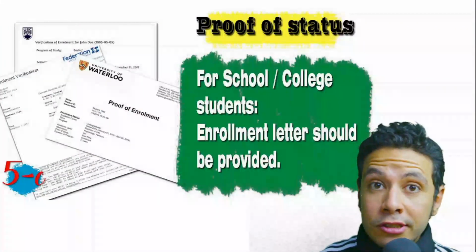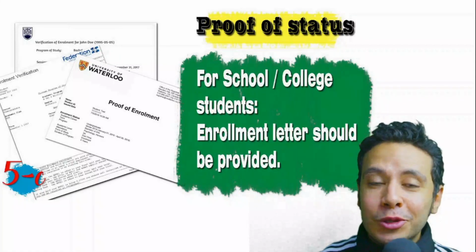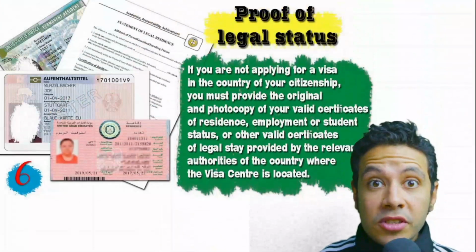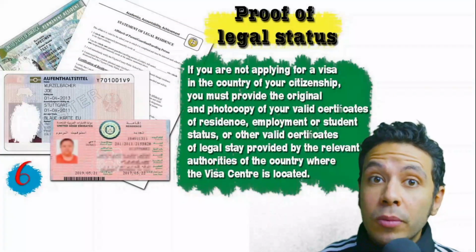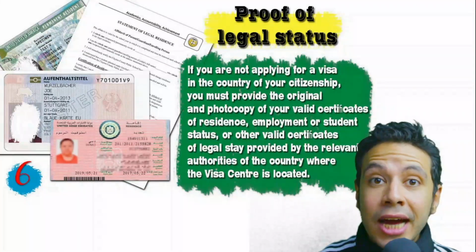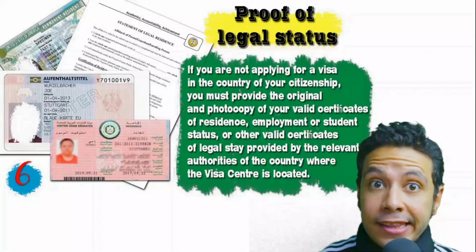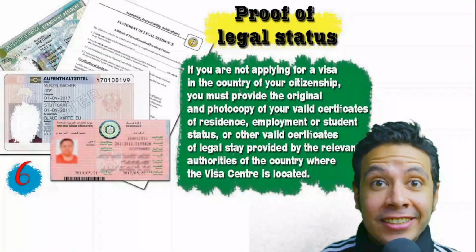But if you are a student in a school or a college, an enrollment letter should be provided from your university or your school. In some certain cases you might be applying from a country different than your own country. At that moment you will need to provide a proof of a legal status, which is a certificate of legal residence in this country, and in some cases a valid residence visa for this country can be also accepted.